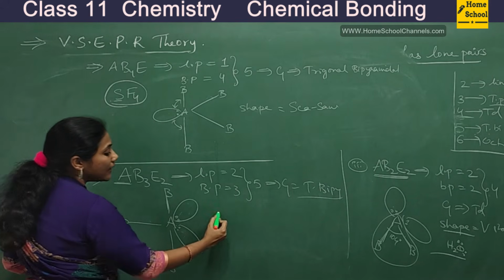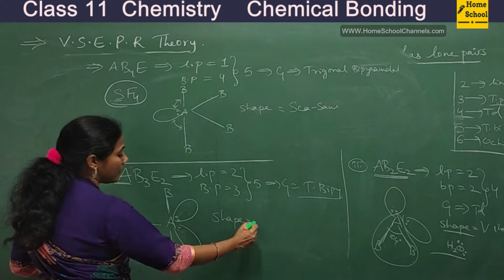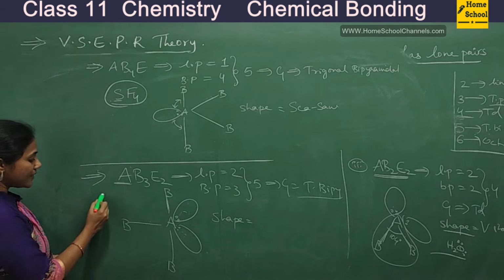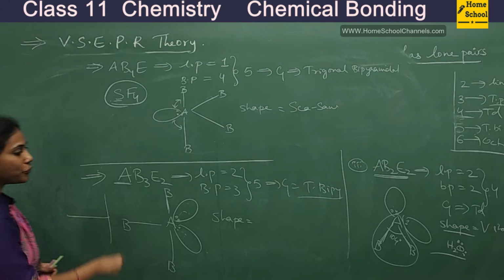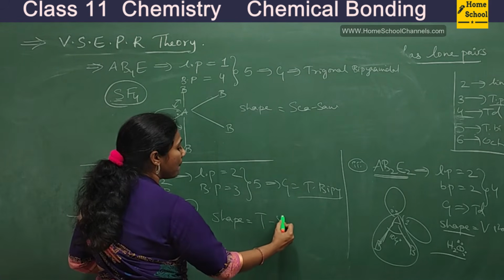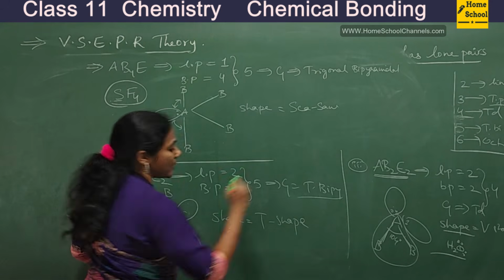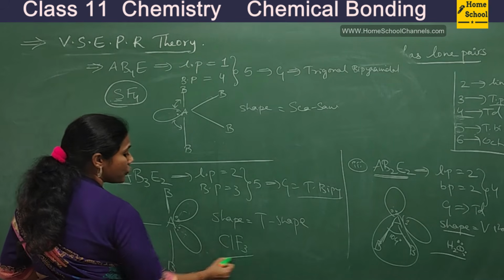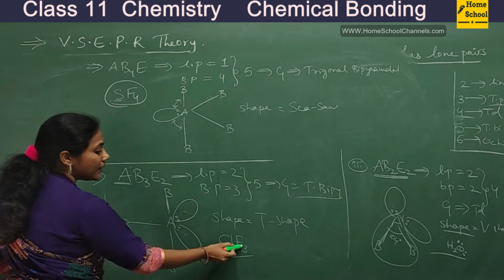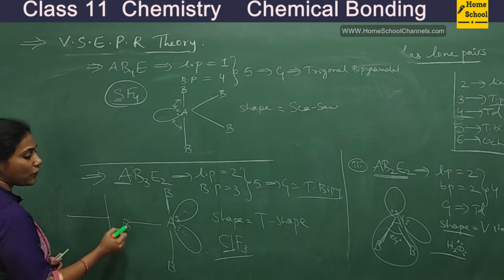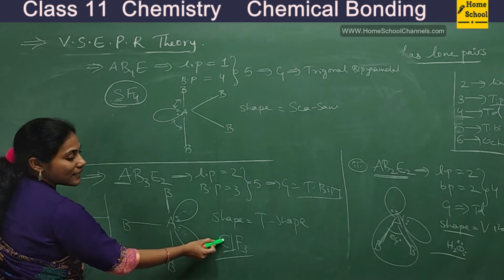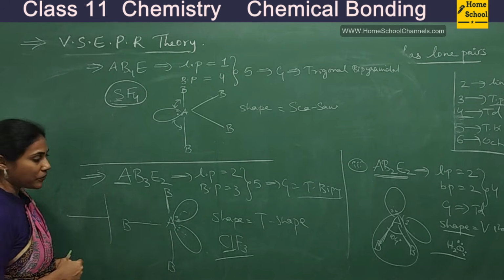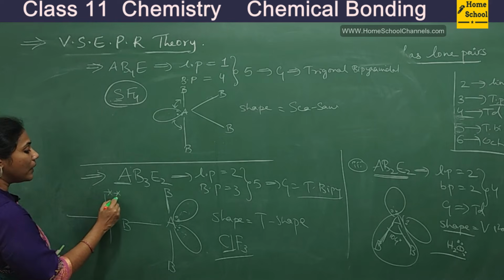Okay, so now can you tell me what is the shape here? Just neglect the lone pairs, only observe the bond pairs. So it is in the shape of T, right? So the shape here is T shape. The molecule will show T shape. Okay, so the best example is ClF3. Cl is the central atom. 3 fluorine atoms are arranged in the place of B. And there are 2 lone pairs on Cl. They are arranged in equatorial positions. Okay, so this is one of the very, very important examples.